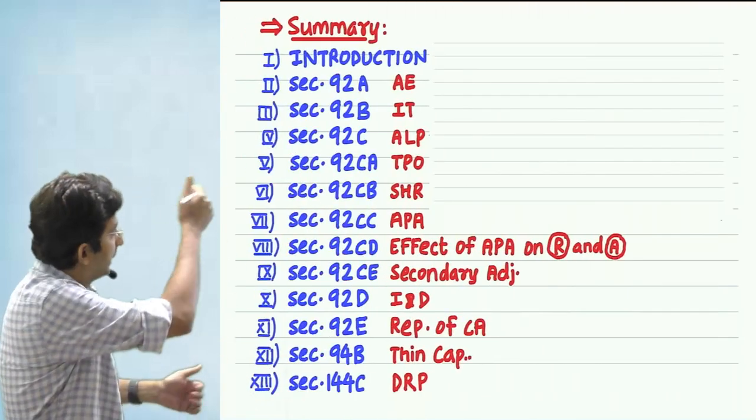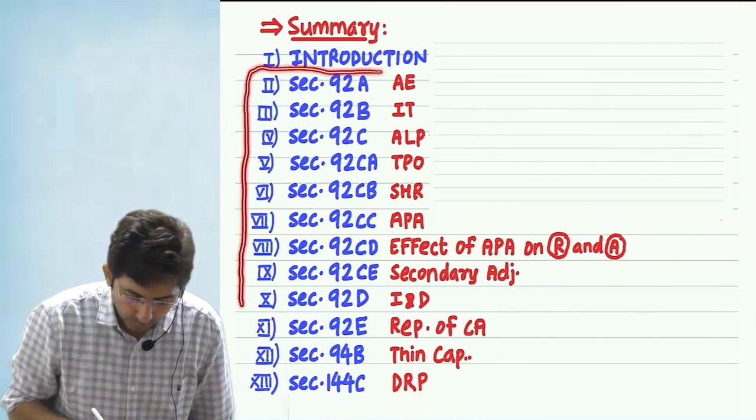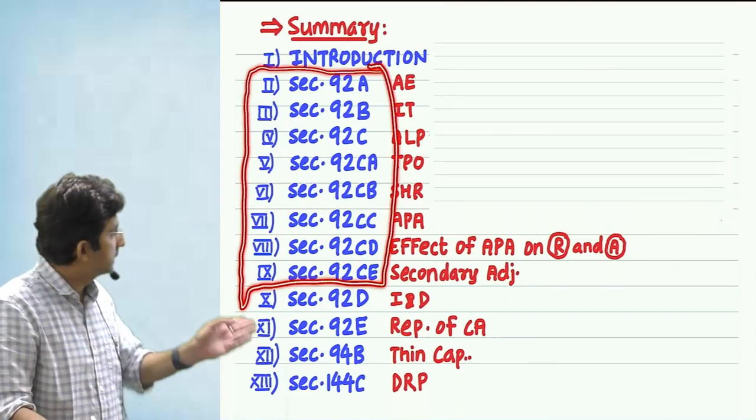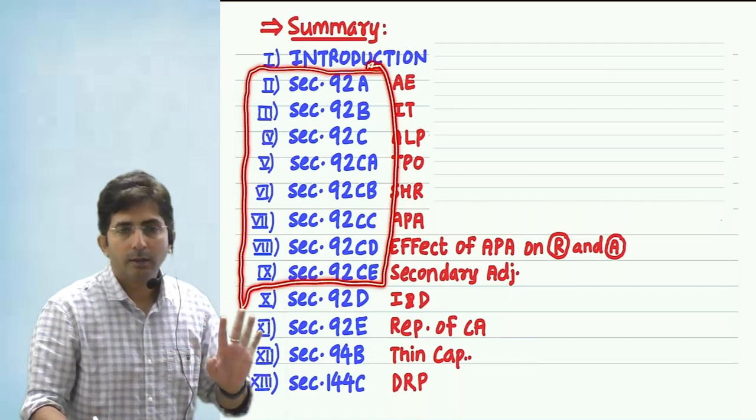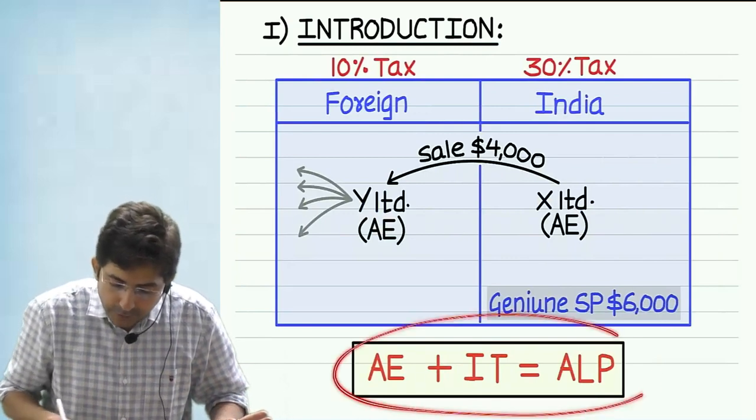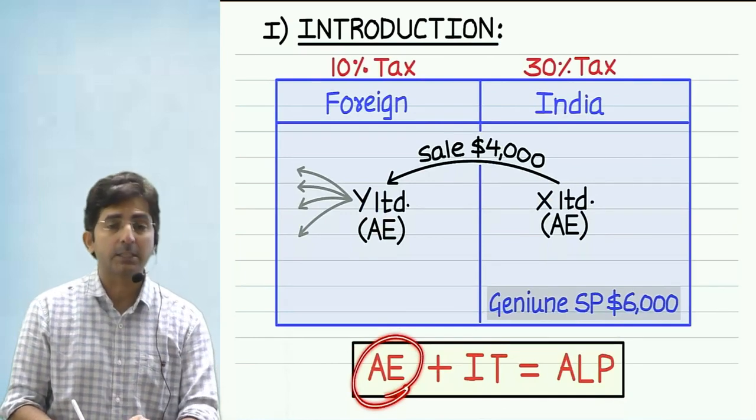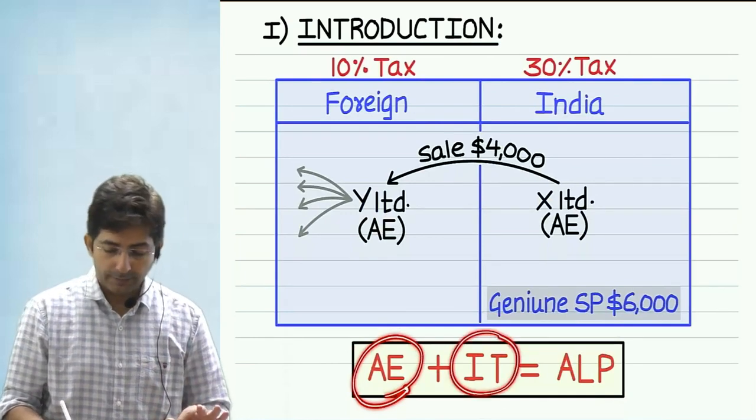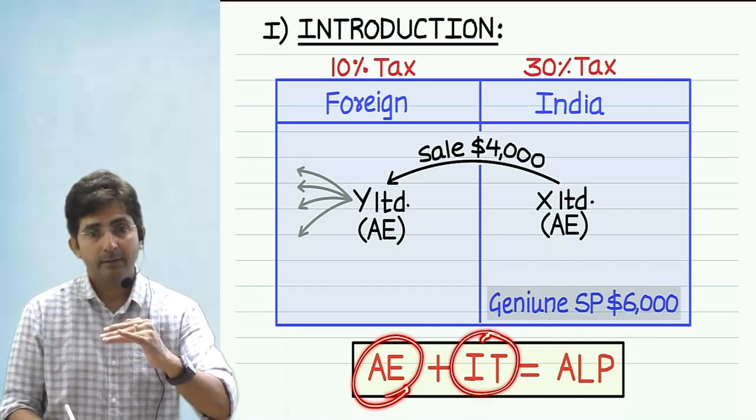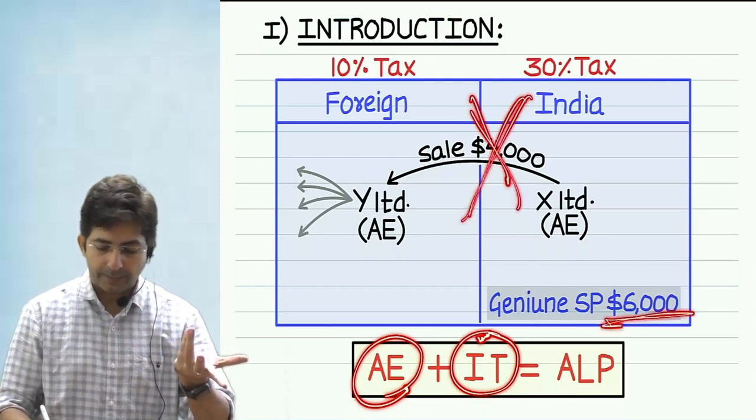See, you can check the summary. I explained to you the journey from year to year. So in this journey, you can see the chapter is almost over. After that, this whole set of sections is on what? On this equation only. So tell me the sections. For associated enterprise, the section is 92A. For international transaction, 92B. And whenever this combination is set, whenever these conditions are satisfied, the government has to ignore your price and find out the arm's length price.